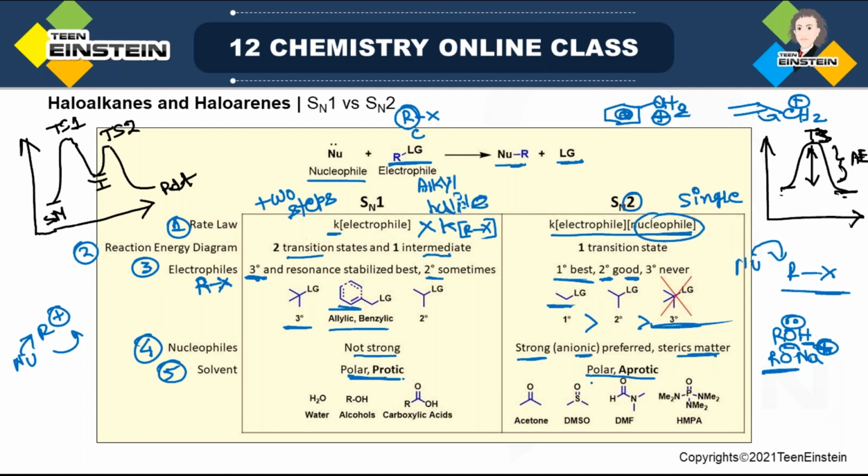So both are polar. So polar nature is common, but protic means here hydrogen must be attached to some electronegative element. So see, in water H is attached to oxygen, alcohol also same, carboxylic acid also same. Okay, so these are the examples of polar protic solvent. This type of solvent you can use for SN1.